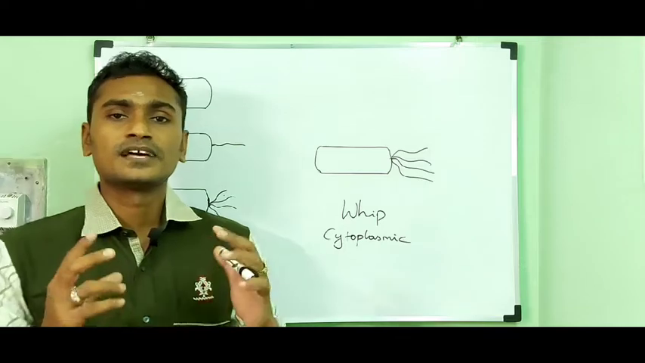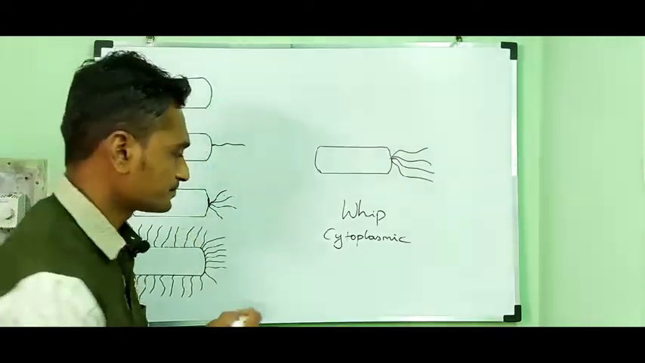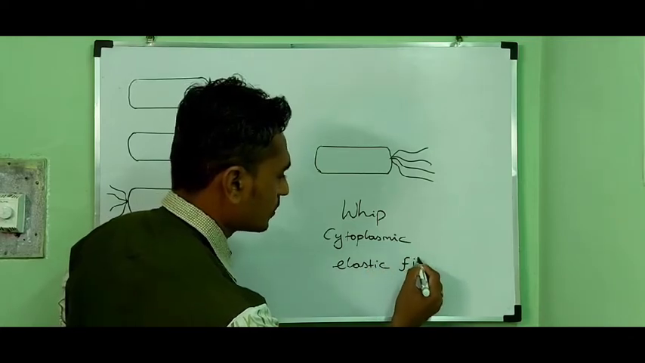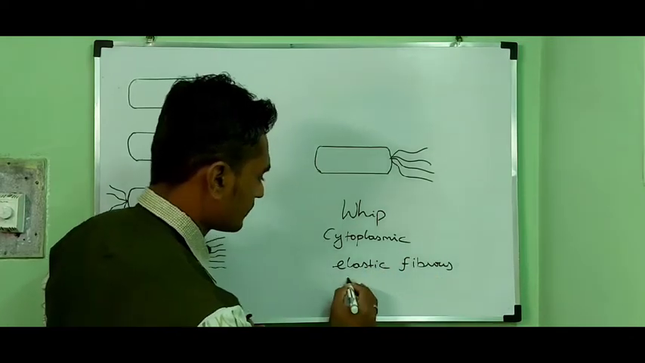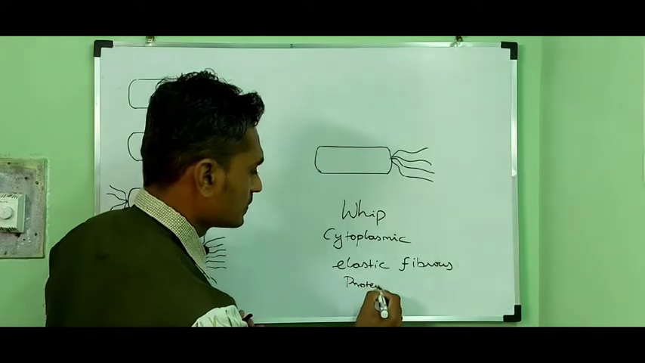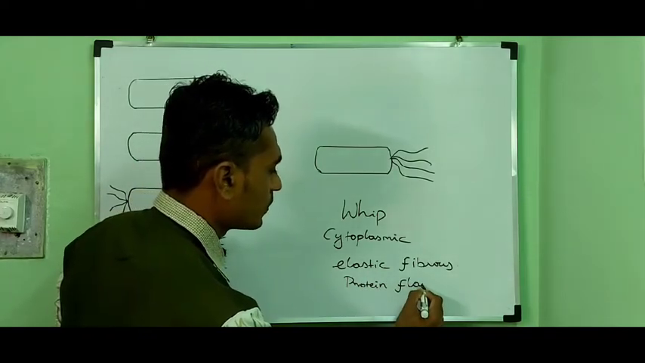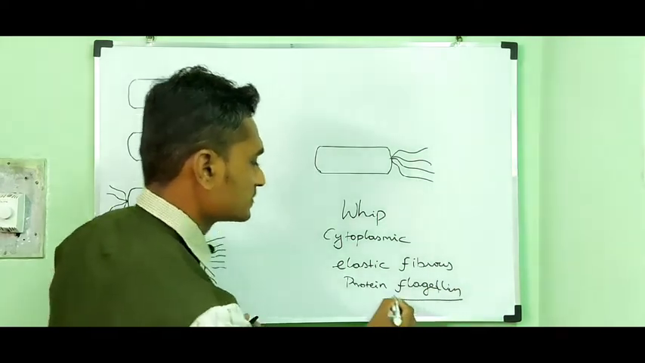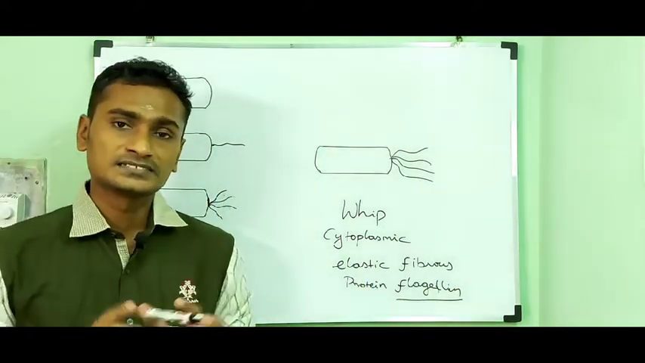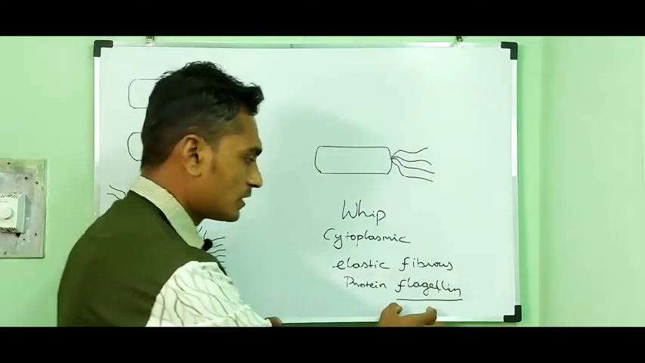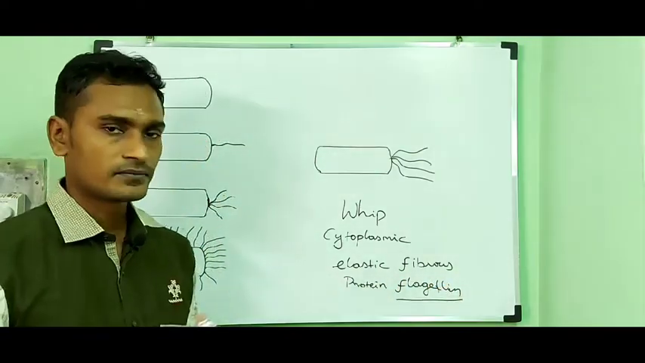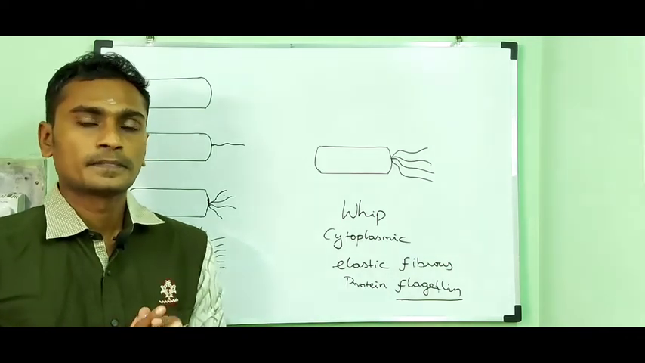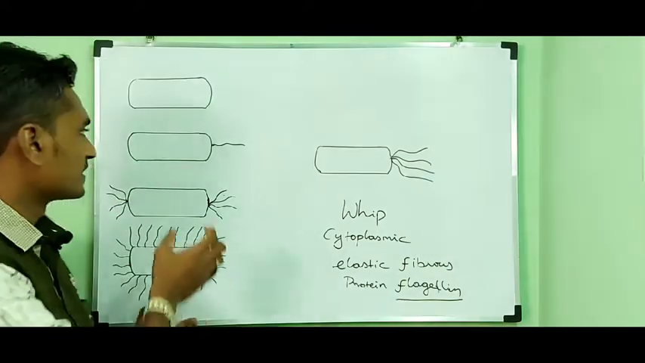That flagella are made up of an elastic fibrous protein called flagellin. So the bacterial flagella are made up of a protein called flagellin. Then on the basis of the flagella, the bacteria can be classified into 5 types.